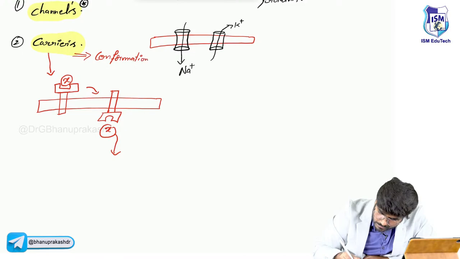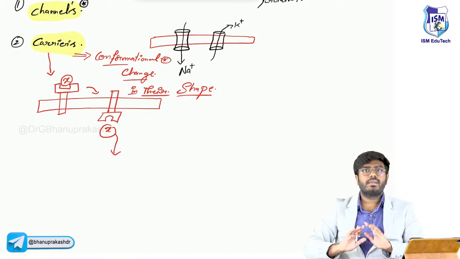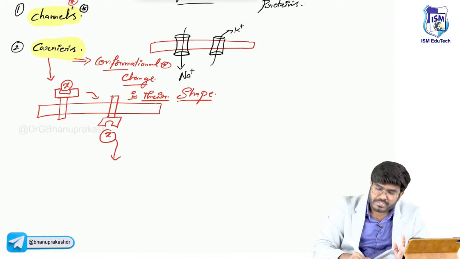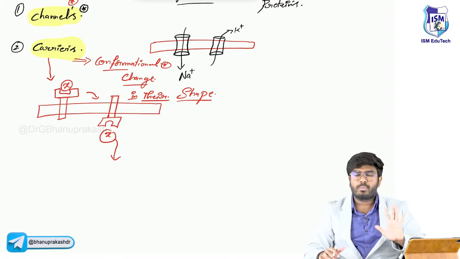So, carrier proteins will undergo conformational change in their shape. Done, carriers completed, channels completed. Will channels undergo any shape change? There is no shape change in the channels, but there will be a shape change with the carrier proteins.